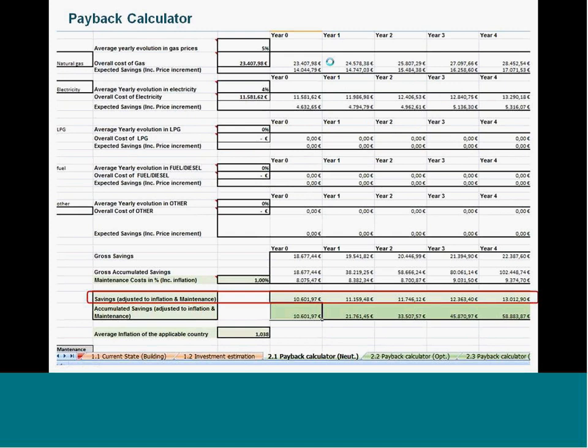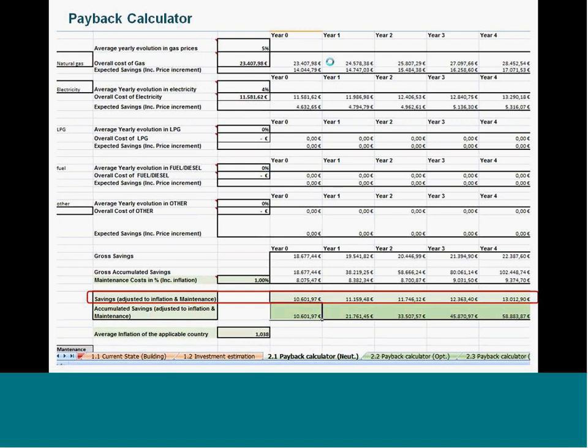In the payback calculation, we start with a very similar sheet. You now have the 5% and the 4% yearly evolution in electricity, with the cost of gas, as we had in the sheets before, both gas and electricity, but now also the expected savings because of the renovation. As we said, we have a 60% saving in gas, and this accounts for the third line, which is the expected energy savings, and then again the expected savings in the electricity.